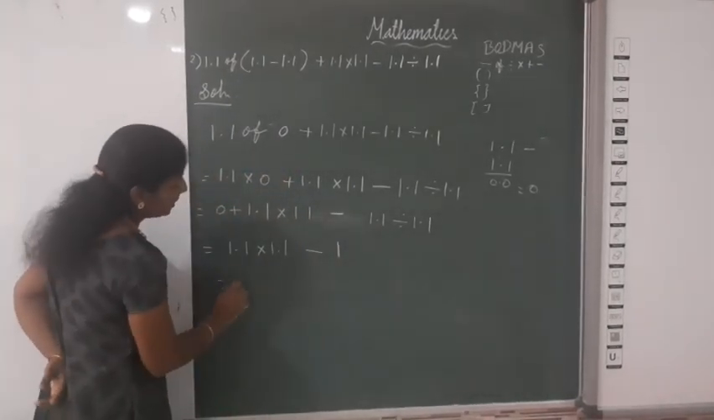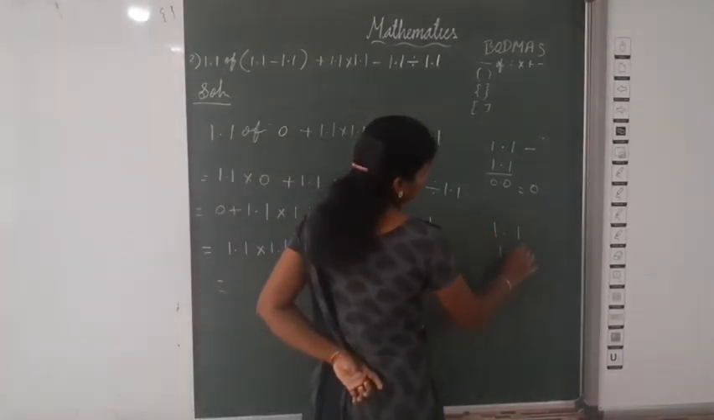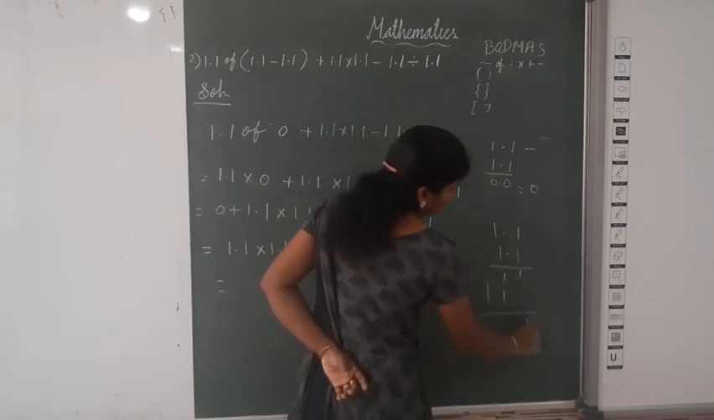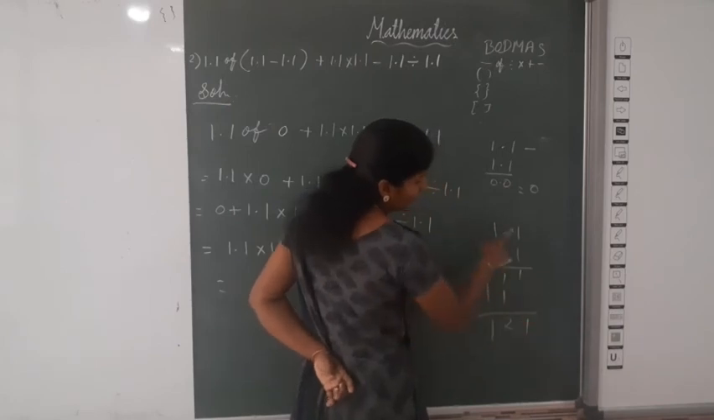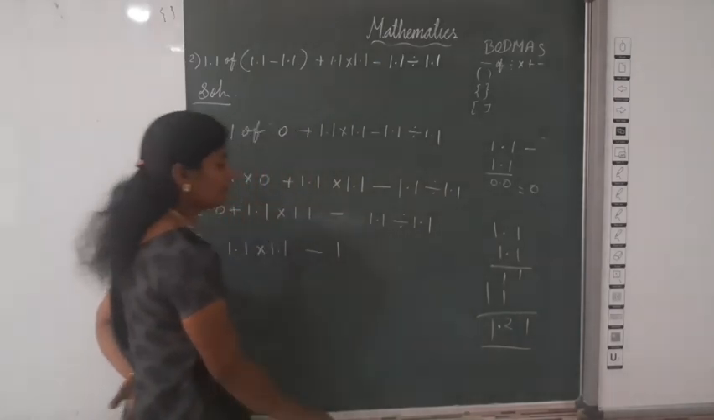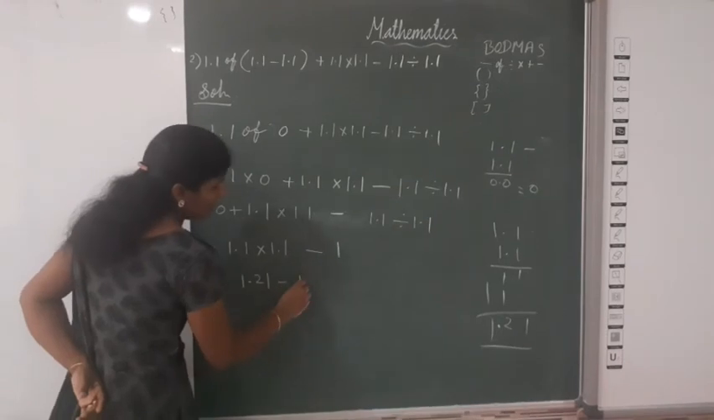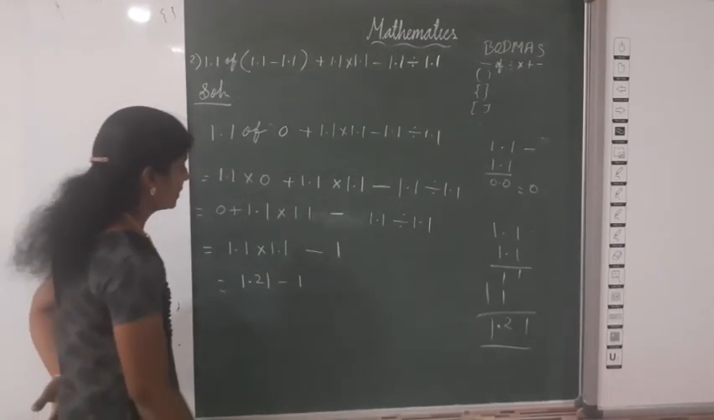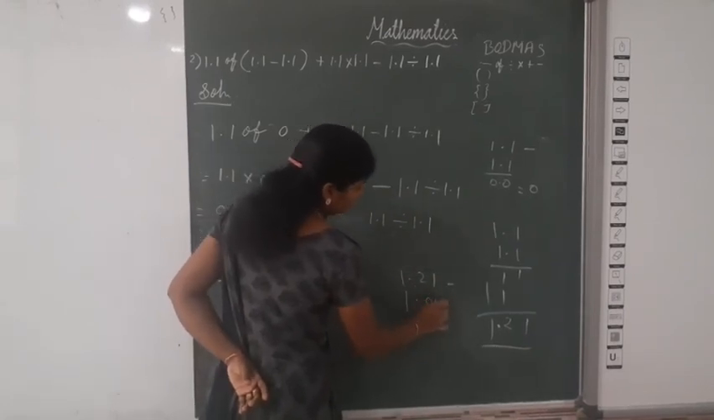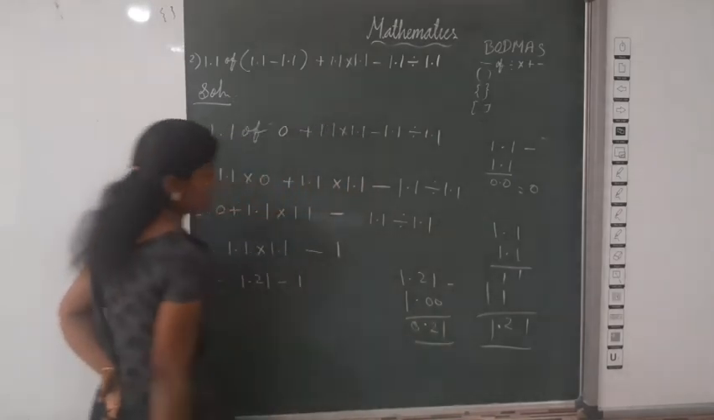Now here 1.1 into 1.1, multiply. 1 into 1, 1. 1 into 1, 1. 1, 1. 1, 2, 1. Where do we want to put the decimal point? After the point we have 2 digits, so we put the point here. Okay, so 1.21 minus 1. Now we can subtract 1.21 minus 1.00. 0.21 is the answer. Okay?